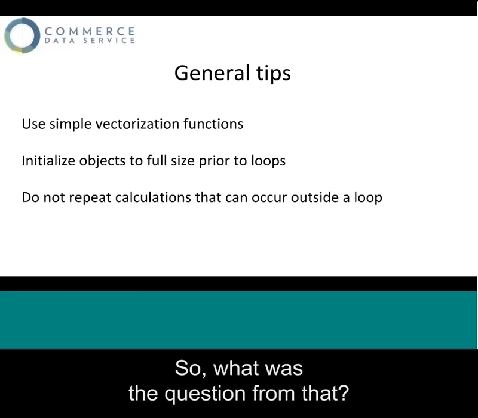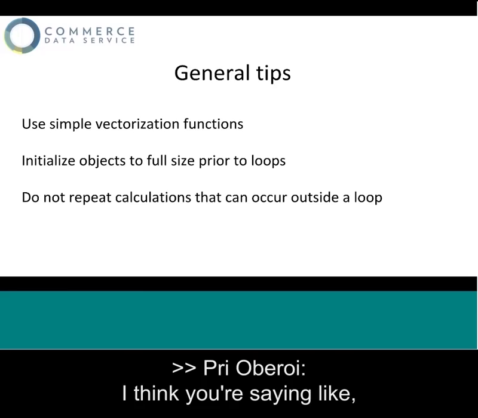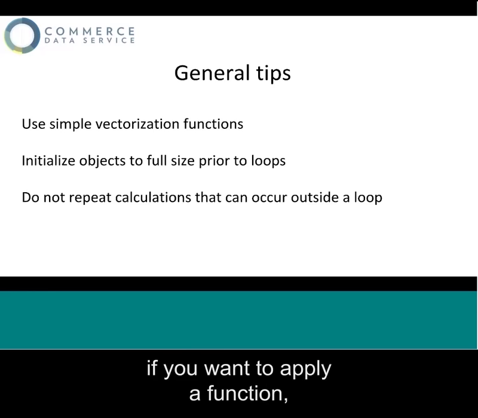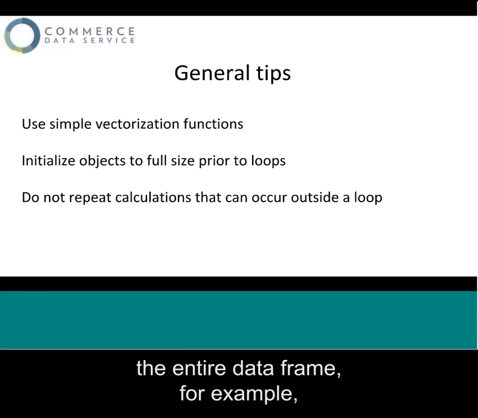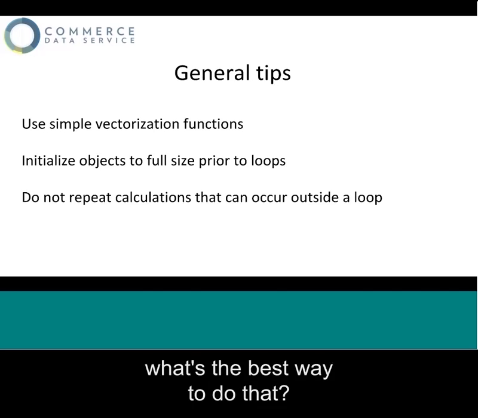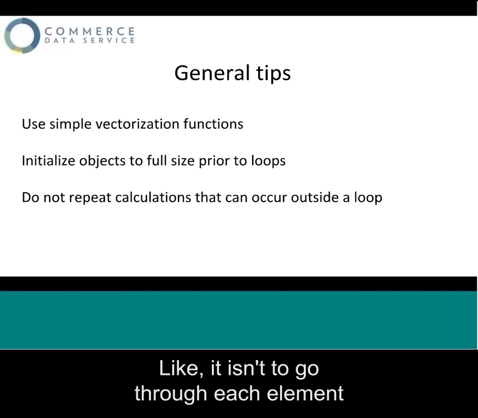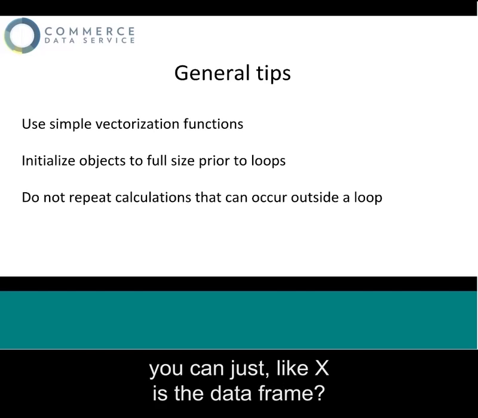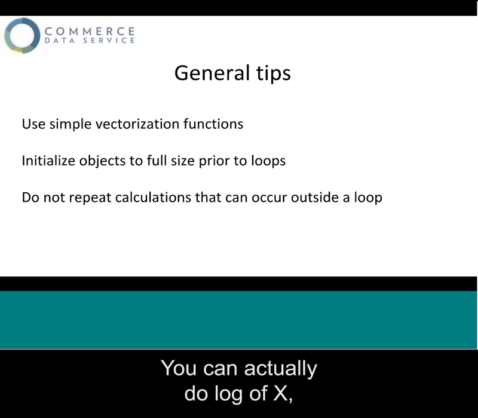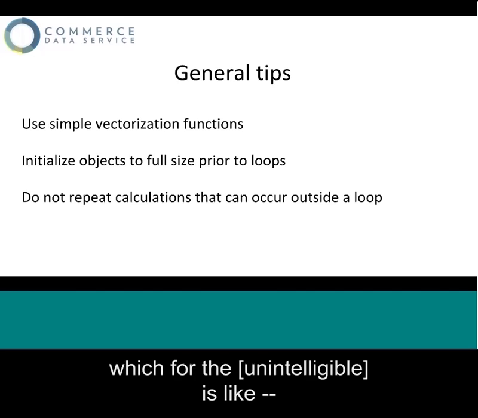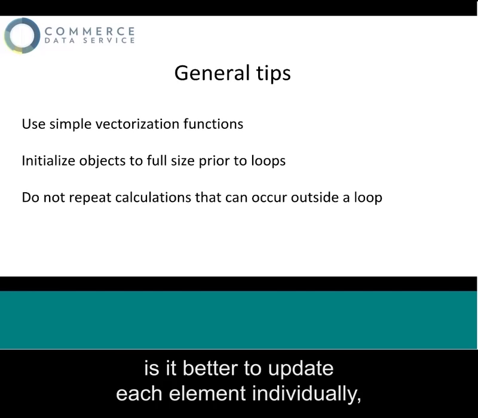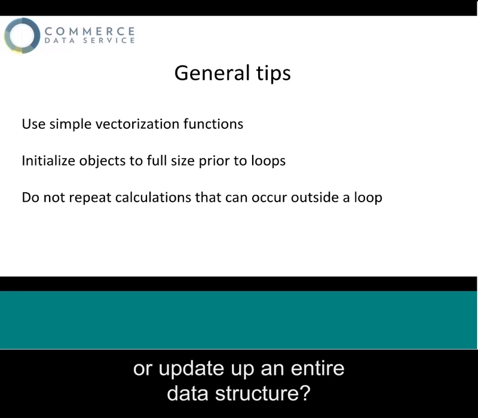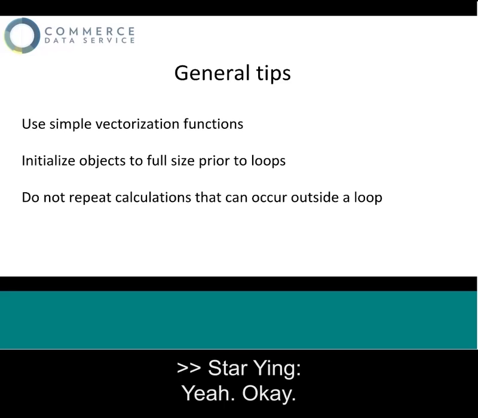So what was the question from that? I think you're saying, at what point, if you want to apply a function, any function, to the entire data frame, what's the best way to do that? It isn't to go through each element in the data frame and update each one. If you were going to log transform the whole thing, if x is the data frame, you can just do log of x, and it'll update every value in the data frame. R is actually perfect for the question you were asking, which, for the folks on the phone, is: is it better to update each element individually or just update across an entire data structure?